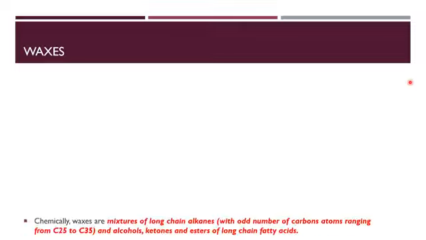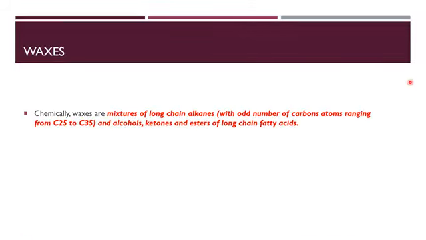Now we're having the waxes. So waxes are mixtures of long chain alkanes with the odd number of carbon atoms from C25 to C35, and alcohols, ketones, and esters of long chain fatty acids. Because we know that the lipids are a heterogeneous group of compounds, you can see here there are almost 3 to 4 subunits or monomers that have been mentioned here for making the waxes.